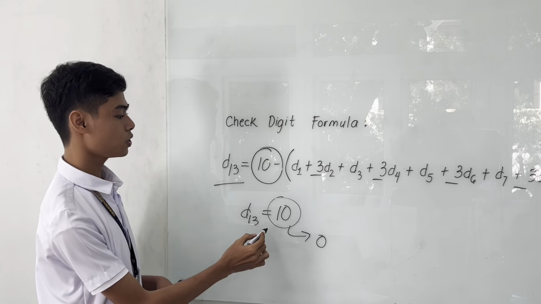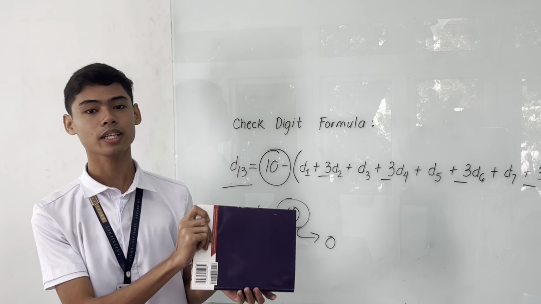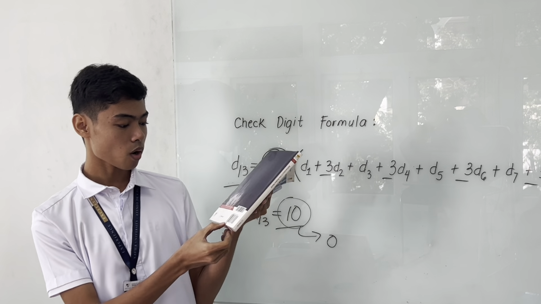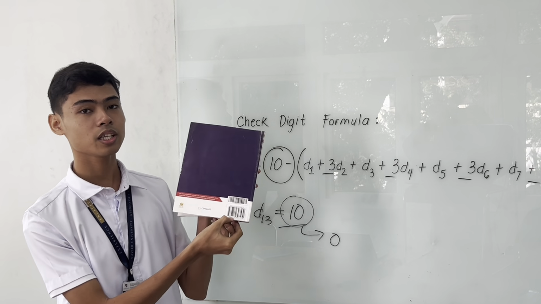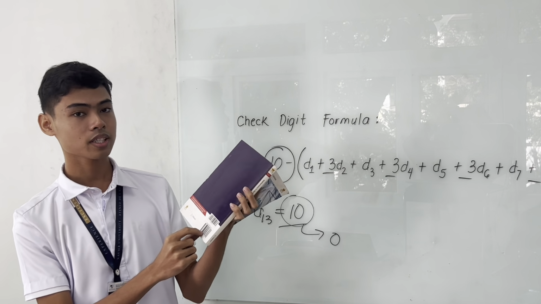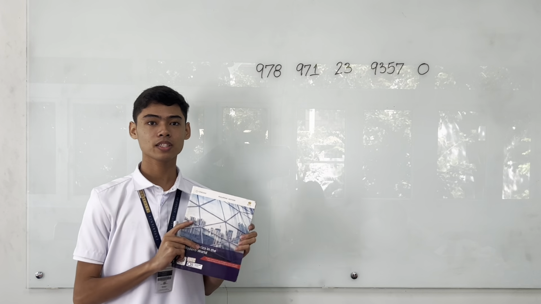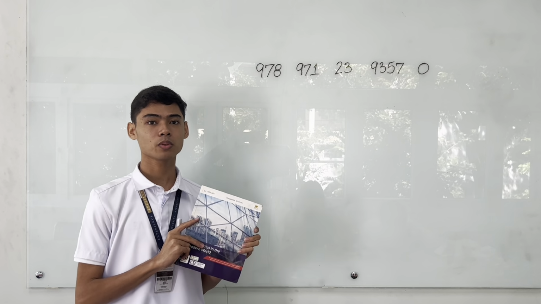For example, the book Mathematics in the Modern World, Philippine edition, published in 2018, has an ISBN of 978-971-239357. We'll write this on the board. The ISBN of this book is now given here.